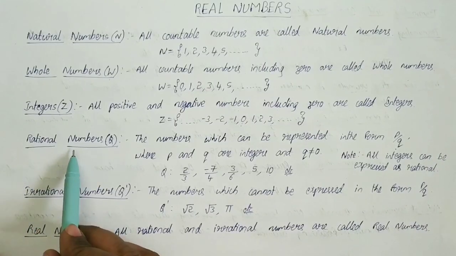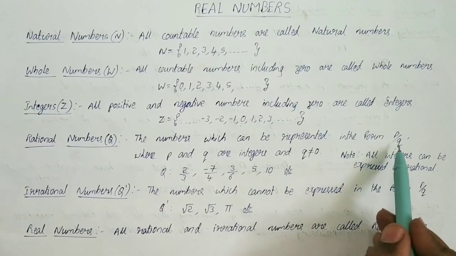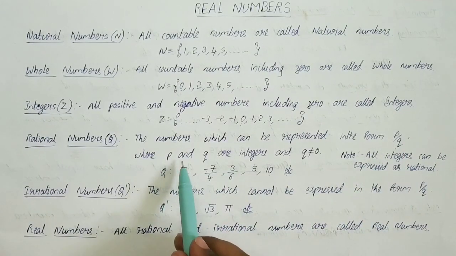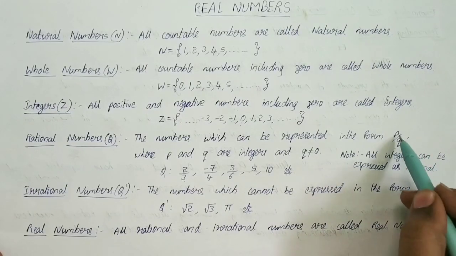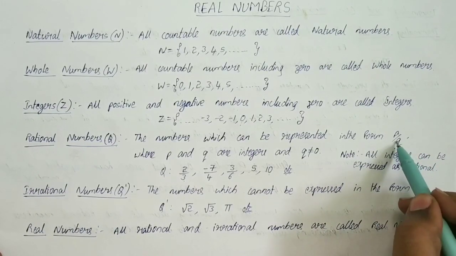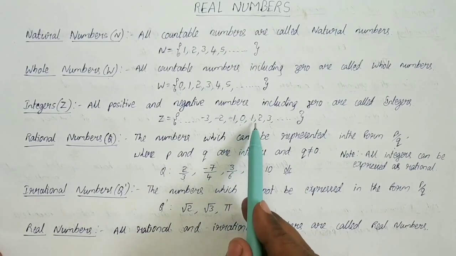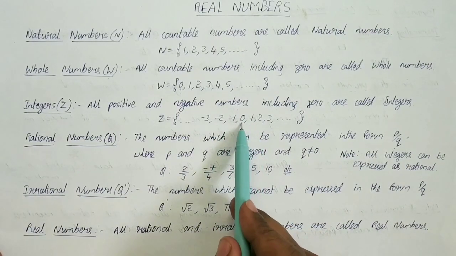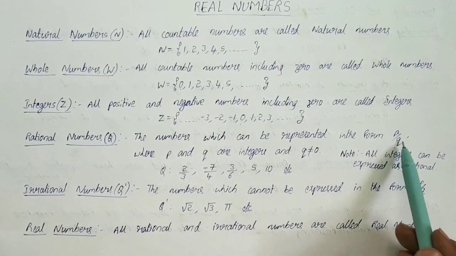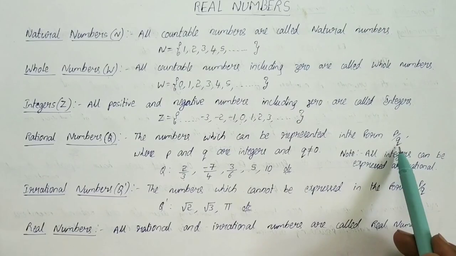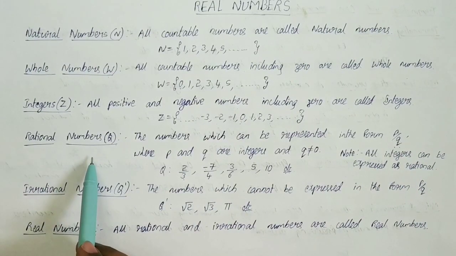Next, rational numbers. What do you mean by rational number then? The numbers which can be represented in the form of p by q, where p and q are integers and q is not equal to 0. That means the number which can be written in the form of p by q, nothing but a fraction, right? What do you mean by integers? The numbers may be positive, negative, or 0. So p and q can be any integers, but there is one condition, that the denominator q must not be equal to 0. Those numbers we call rational numbers.